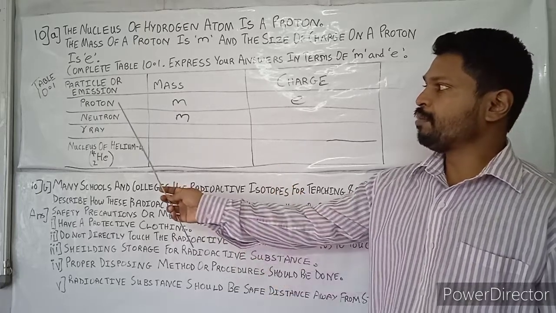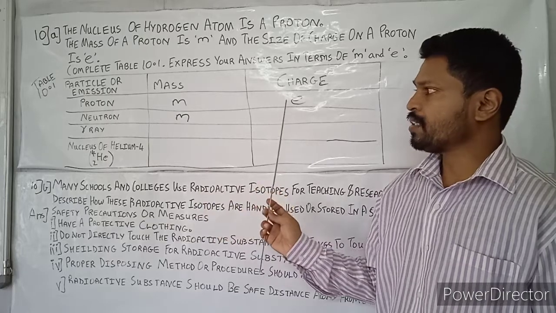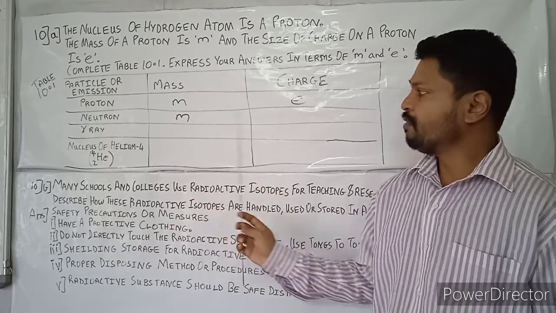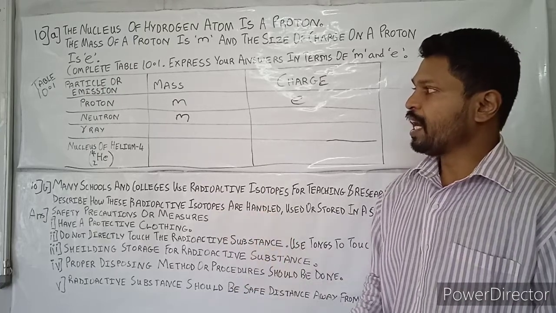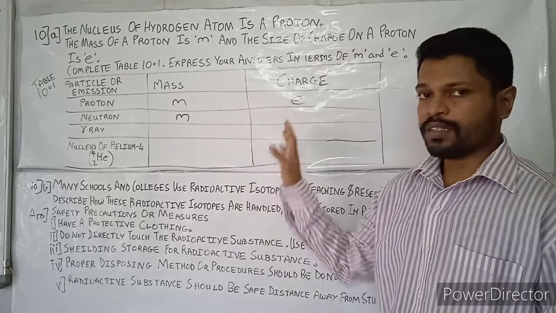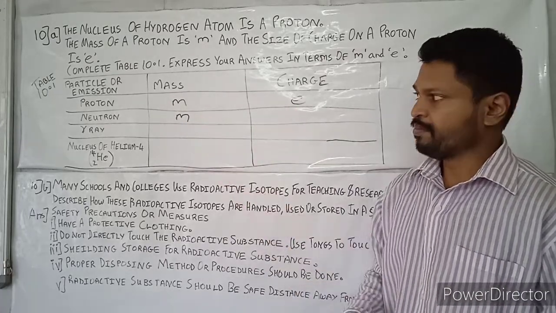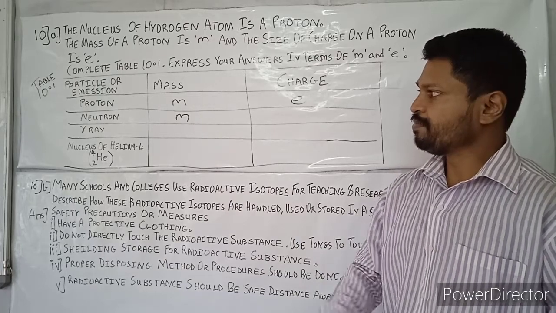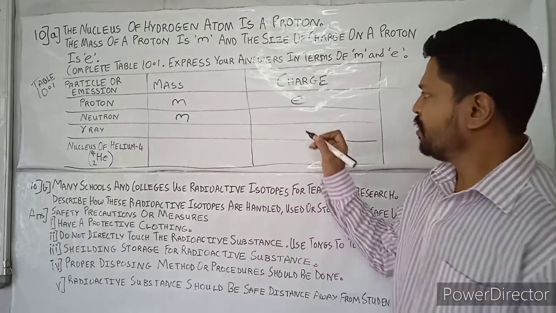They have given the mass of the proton as m, the charge as e. Neutron they have given in the question itself, m. We have to complete these blank spaces. This is table 10.1, so we will be writing down the answers. For the neutron, you already know, the charge is 0.